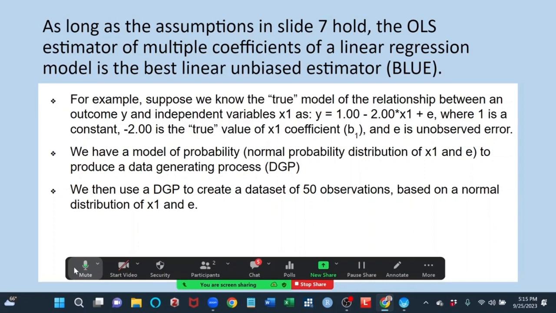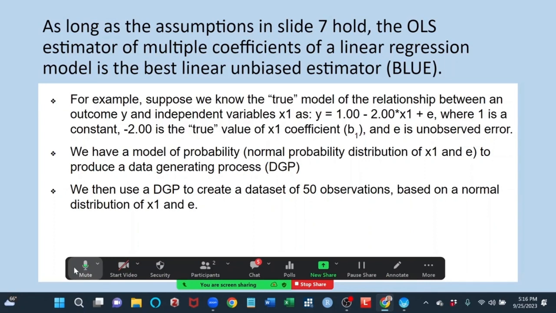Okay, so for example, suppose we know the true model of the relationship between an outcome and an independent variable, say x1, as y equals 1. Here is the beta coefficient, beta subscript 0, right? When x is equal to 0. Say we know that the relationship between x1 and y is -2, meaning it's a negative relationship, right? And the value is 2. Okay? And we have some error. So we have this true value, we just know that that's the true relationship, okay?